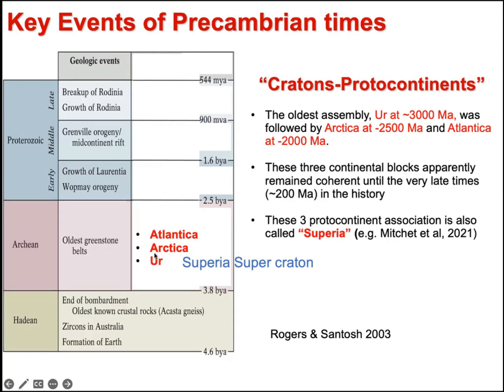There were three such: Arctica and Atlantica, right? So these three. But in some literature, you might see these three together called superior supercraton, right? Sometimes it's called superior supercraton, but you might see these three names in some literature. Okay, so this is the oldest assembly. It happened from 3000 Ma and then continued up to 2000 Ma. This early supercraton assembly continued in the early history.